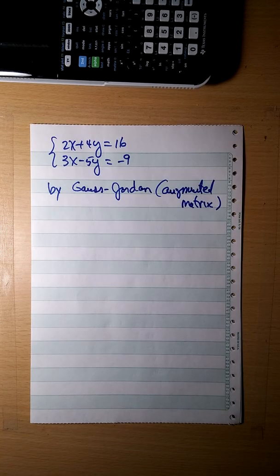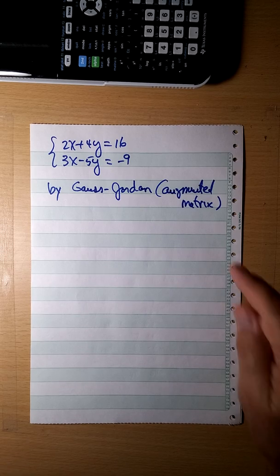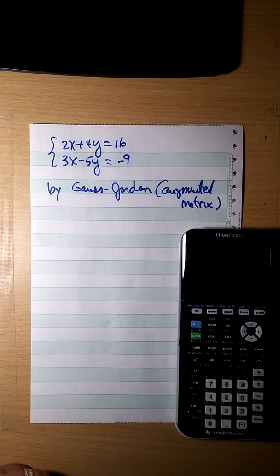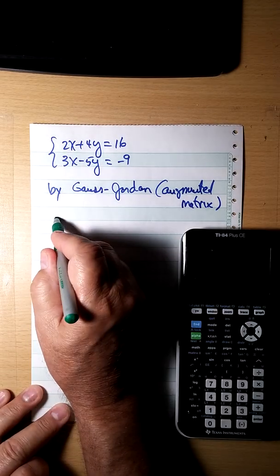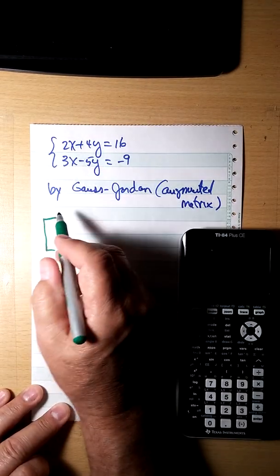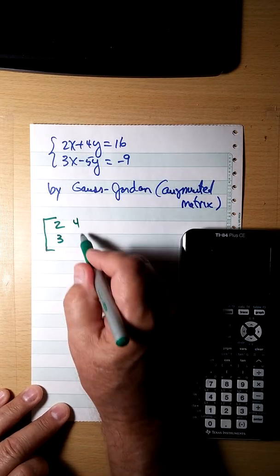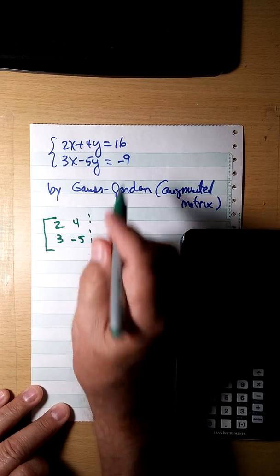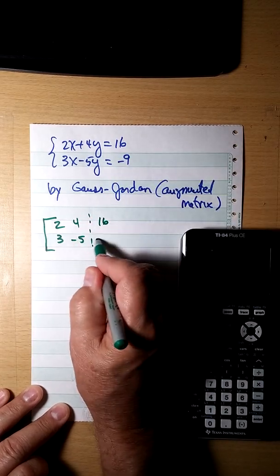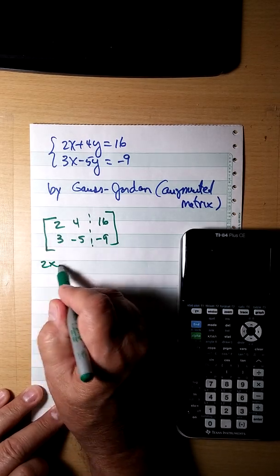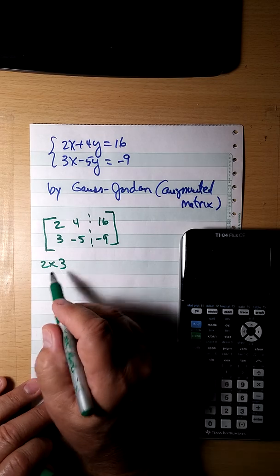Now we're going to solve it by using the Gauss Jordan method. This is really the augmented matrix method, and we didn't do that by hand. We did it using the calculator. So the first thing we need to do is recognize this augmented matrix. We need to set up a matrix which has the x column, 2, 3, the y column, 4, negative 5, and then augment that equals column, 16 and negative 9. So this is a 2 rows and 3 column matrix that we're going to put in and use.